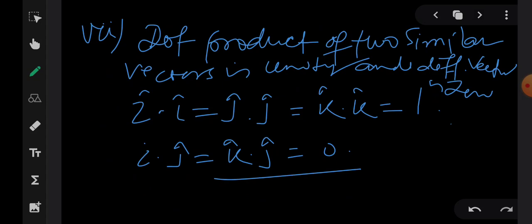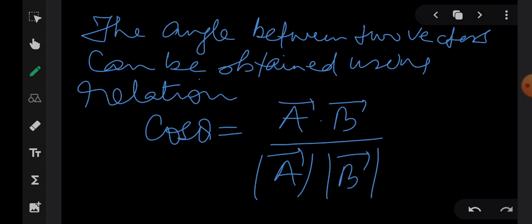Now the dot product of two similar vectors is unity and of different vectors is 0. This I had explained. So if two vectors are given and we have to find out the angle between them, we can use this formula: cos theta is equal to a dot b by magnitude of a into magnitude of b. Using this formula you can easily find out the angle between the two given vectors.